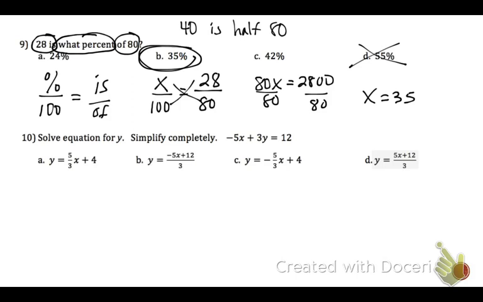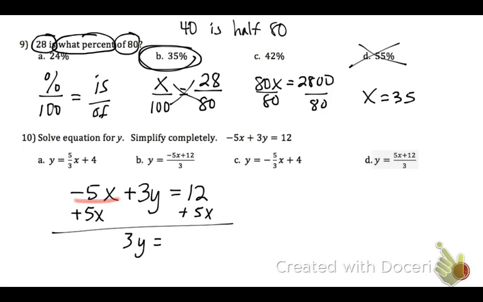Okay, next problem, we need to solve this equation for Y. So looking at all of our answers, they're all solved for Y. So that's good. We can't cross anything out there. Whenever we're solving for a variable, we always move away the term that doesn't include that variable. So we're going to start by moving away our negative 5x. We're going to move it by adding, since it's a negative.